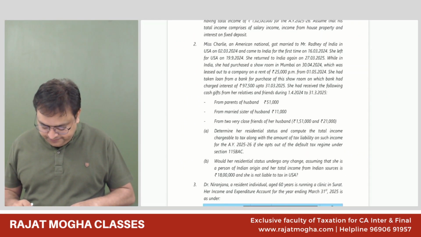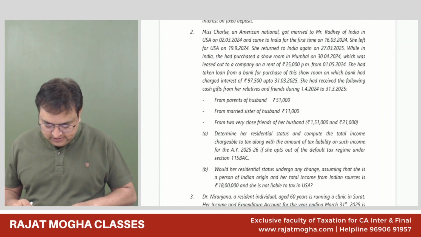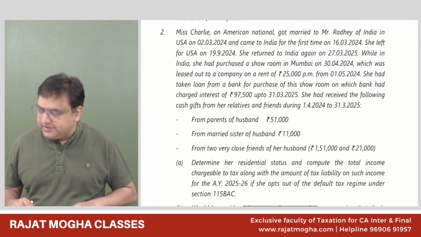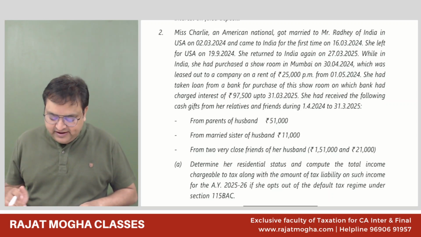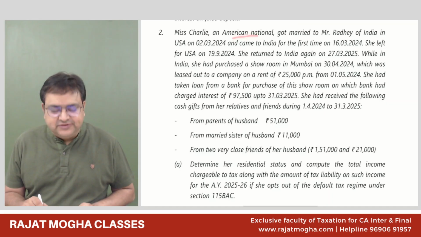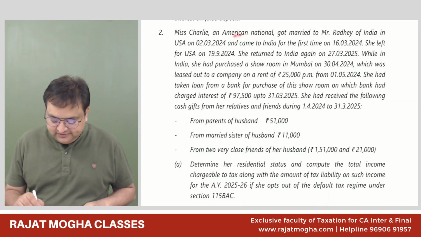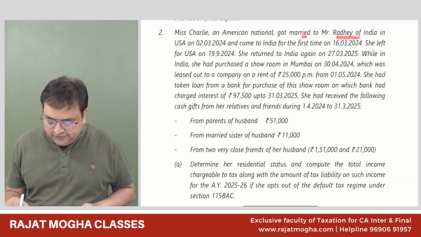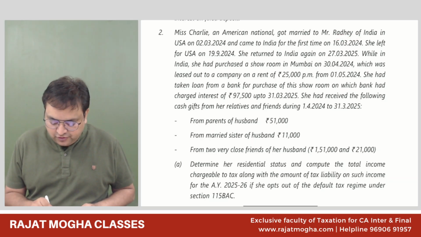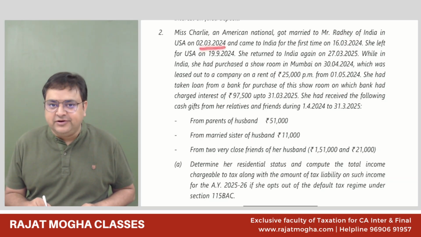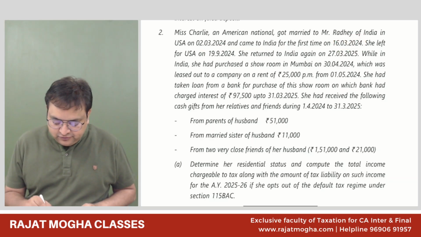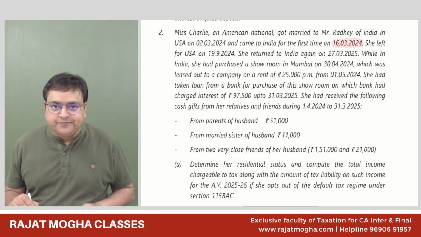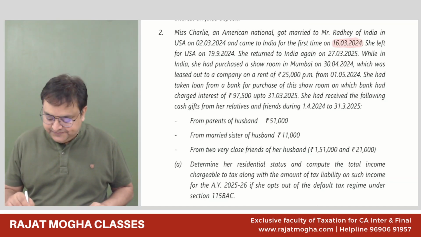Question number two is more related to residential status. Let us read it out. Question number two says, Miss Charlie, an American national, so she is not an Indian citizen, got married to Mr. Radhe of India in the US on 2nd of March 2024. She got married and came to India for the first time on 16th March 2024. So this is the first time she came to India, and she is not an Indian citizen.